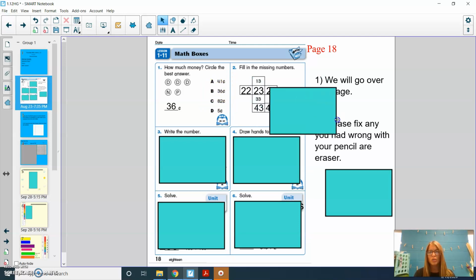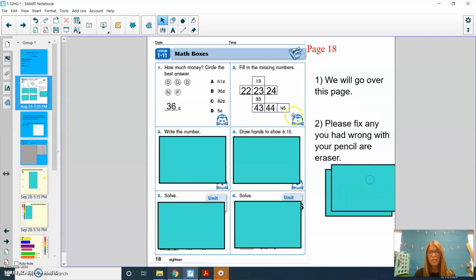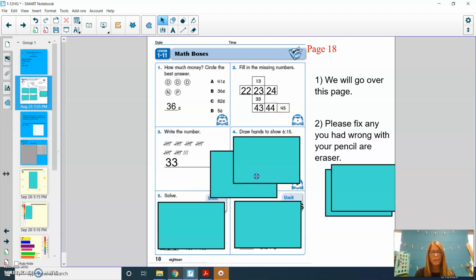You could have also circled B, 36 cents. For question number 2, fill in the missing numbers. So if I have 13 and I think 10 more than 13 is 23, 1 less than 23 is 22, and then 1 more than 23 is 24. They give me 33. I know 10 more than 33 is 43, and then 1 more would get me to 44. For question number 3, write the number.